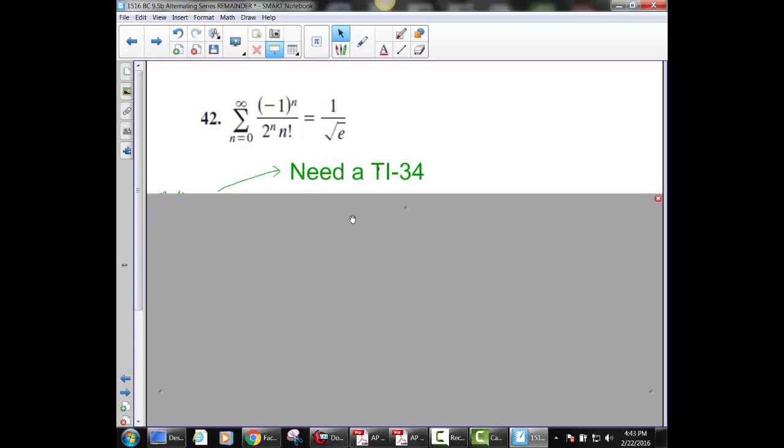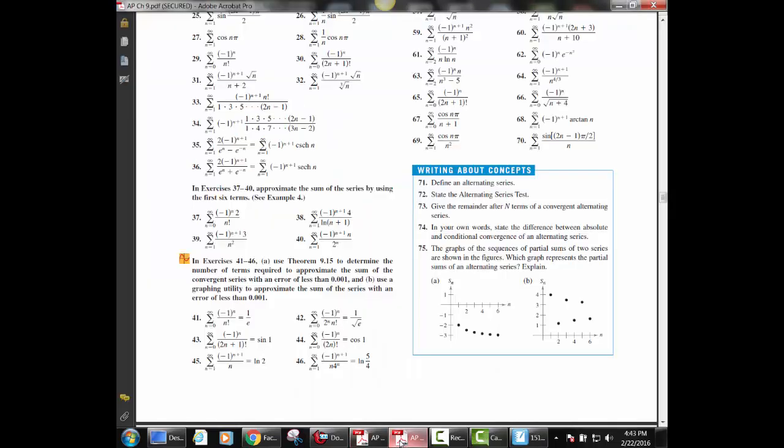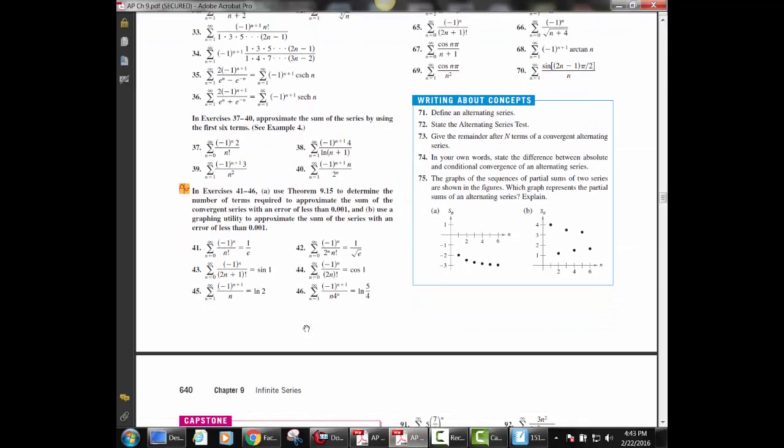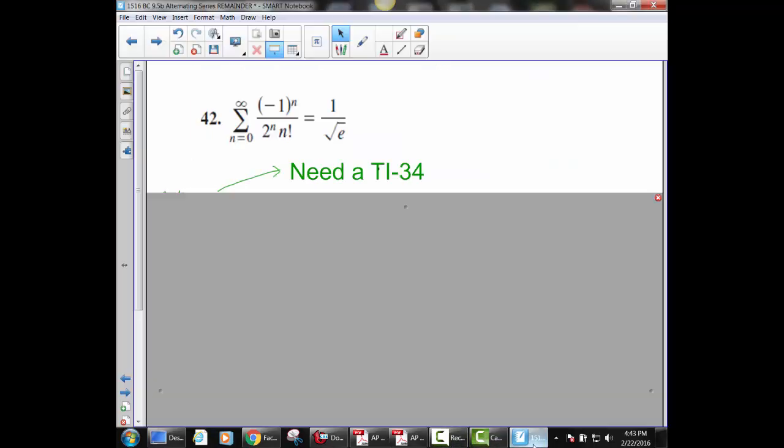Okay, so here's number 42. Let's look at that. Why are these both chapter 4? Did I not just open chapter 9? Isn't this it? Yeah. Okay, so we're looking at number 42. So number 42, use the theorem to determine the number of terms required to approximate the sum of the convergent series with an error of less than 0.001.